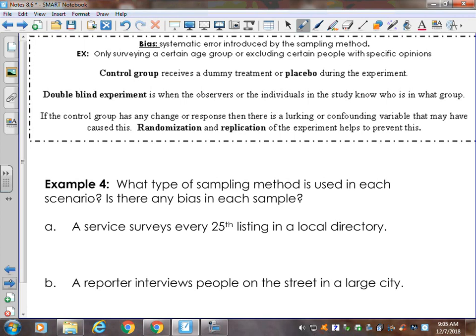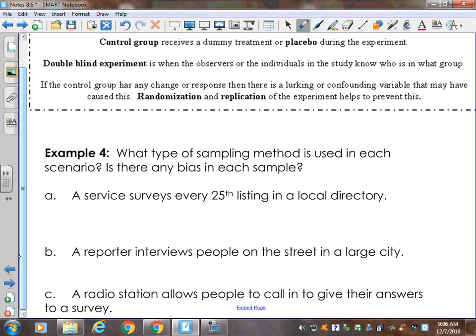Double-blind experiment means that the people who are in the study and the people who are doing the study don't know who got the medicine, which is important because I might record that somebody got better who didn't even receive the medicine. And sometimes that could cause what we call a lurking variable. A lurking variable is that somebody didn't get the medicine, they got better. If a bunch of people did that, then I would wonder, why are they getting better? Because they shouldn't have gotten better. They didn't have the medicine.